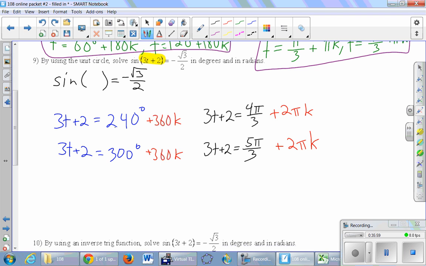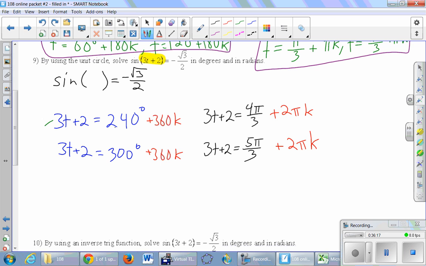Again, I'll show you a procedure, I think it's on the next page, where it says at the very end, solve for t, but not until you've put in the 360k's or the 2 pi k's. Got to do that early. Okay, and now here, we're going to solve each of these for t's.